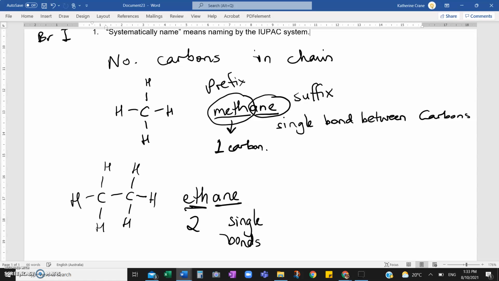Single bonds between carbons. When we say the single bonds, we're talking about that. If we talk about nitrogen and oxygen, they form double bonds with carbon, but that comes later on. Okay, so we've got ethane here.